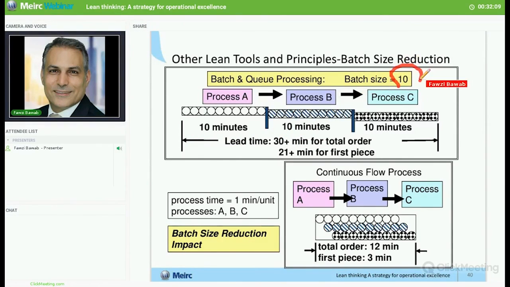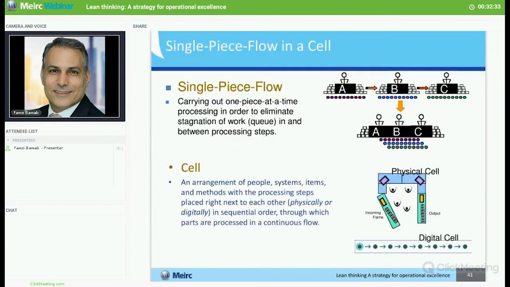So if you have a batch size of 10, 10 parts, 10 transactions, it will take you 30 plus minutes for the total order. While here, if you make one, you move one, the total order reduces to 12 minutes. And there are very nice exercises we do in our classes to actually show that this is really valid, and people do it and realize that this makes sense.